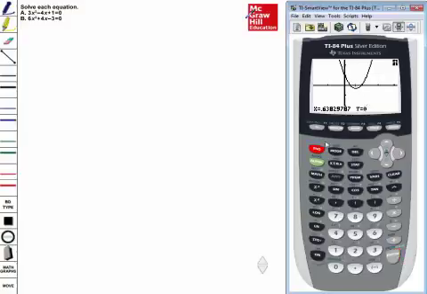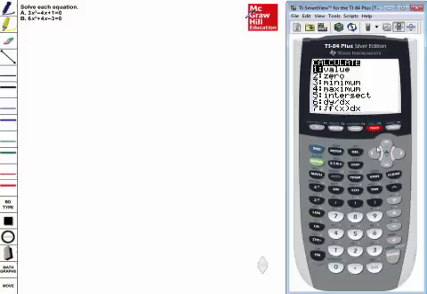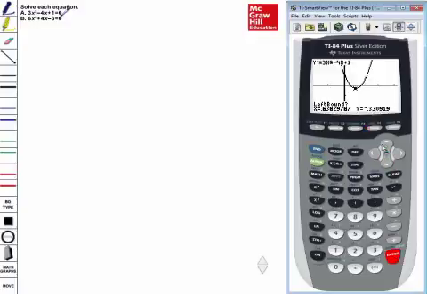So we'll go second, trace, which is the calculate portion of this. We're looking for the 0 because our equation equaled 0. So that's number 2. And it says a left bound, so I want to find a left boundary. Well, I'm trying to find this first intersection with the x-axis, so I need to be to the left of that. So that cursor is to the left, and then I'm going to find a right boundary. So I'll come over here a little bit to the right, which will be below, and hit enter.